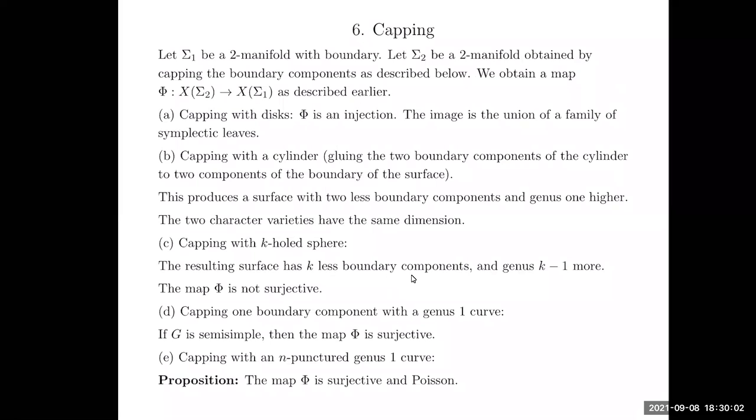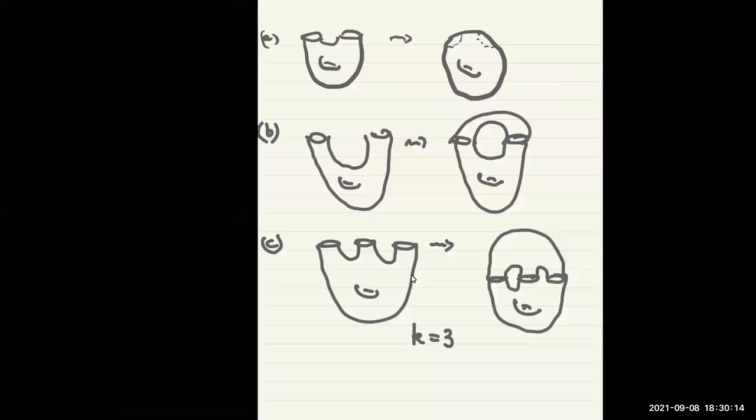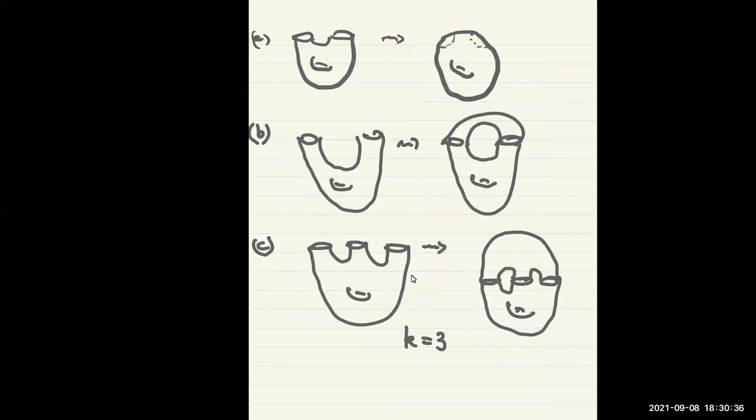So let me describe what I mean by capping. Let me fast forward to the pictures, which I can't have at the same time as the text. So, the several situations. Here I'm thinking of a surface with two boundary components, and then I glue in a disk over each of the boundary components to close them off.